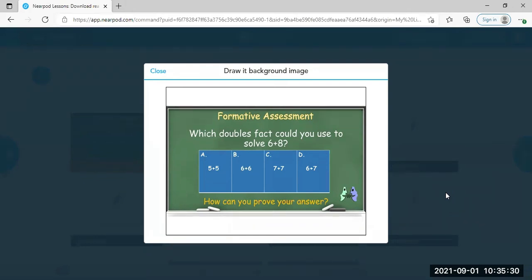Is 5 plus 5 close enough? That doesn't even have the numbers in it, does it? 7 plus 7 doesn't seem to have a 6 or an 8. Will that even work? It might give you the same answer, but it's not a matching double fact that's close. How about 6 plus 7? Those aren't double facts, Miss Cruz. If they don't match, they're not a double. How could 6 plus 7 be the right one?